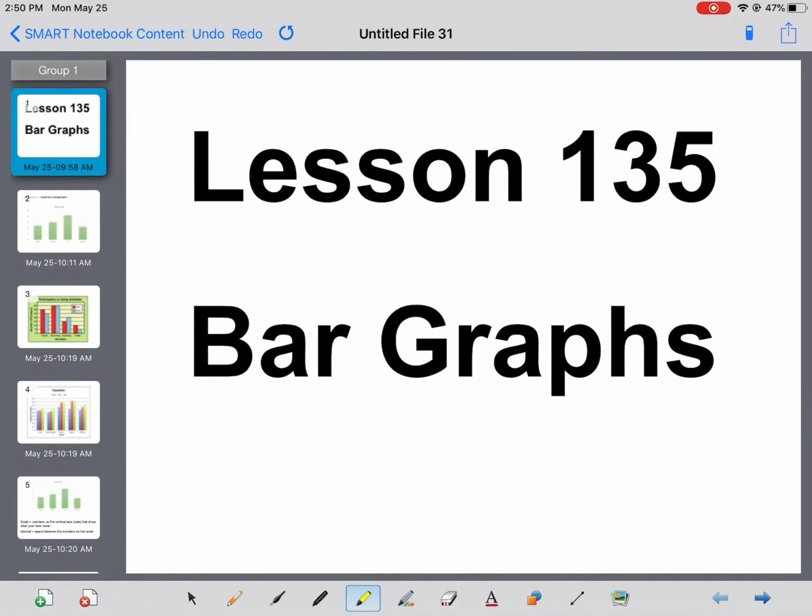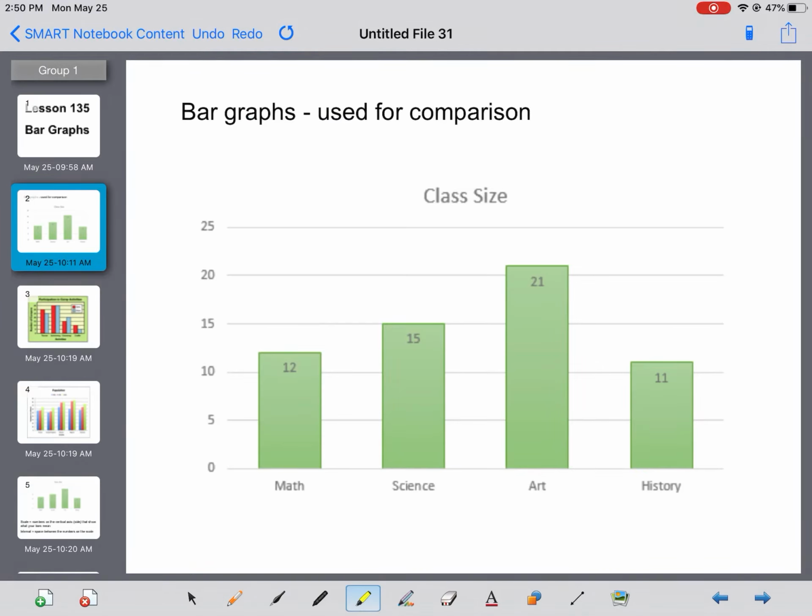Lesson 135, bar graphs. For the next few lessons, we are going to look in depth at the 3 different types of graphs that we learned about briefly in the introduction. And today we're going to start with bar graphs. So in the introduction lesson, we learned that bar graphs are used for comparison. So they're really just a visual representation or a visual way to compare data in your data set.